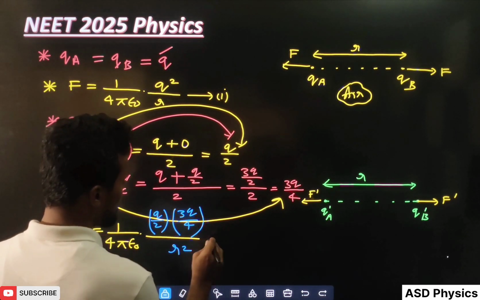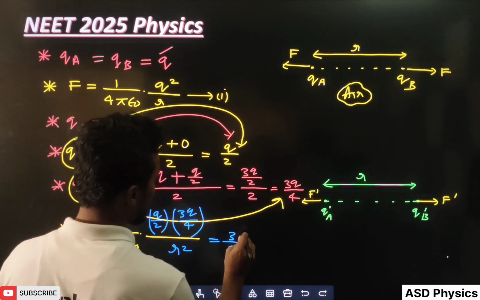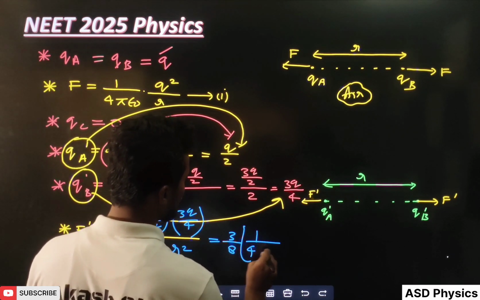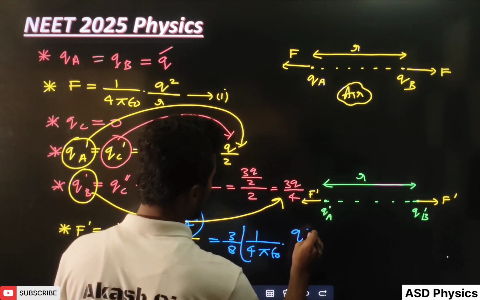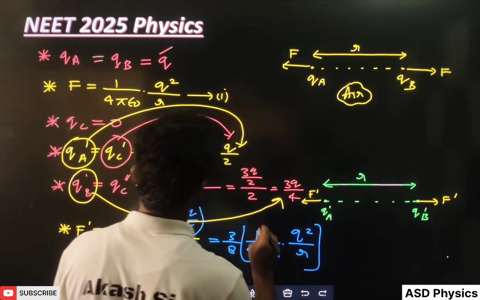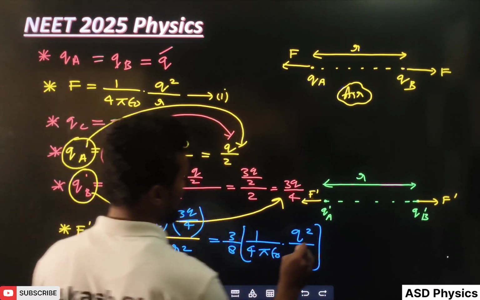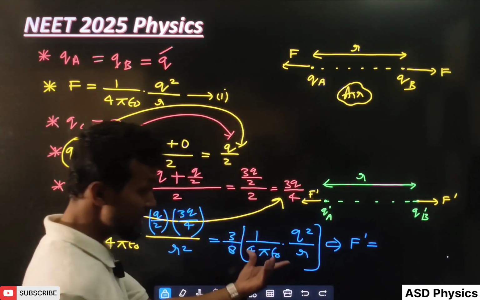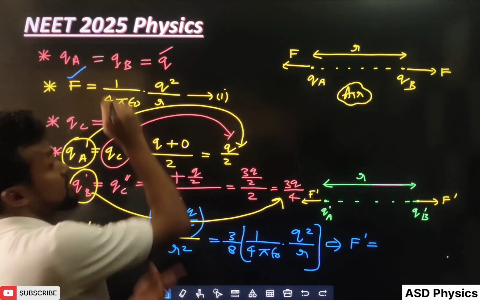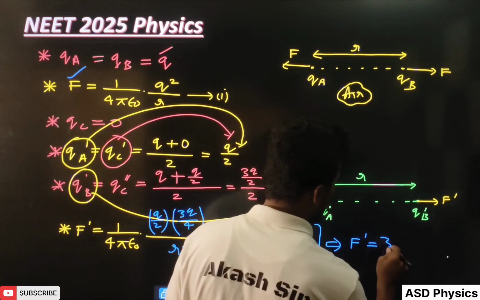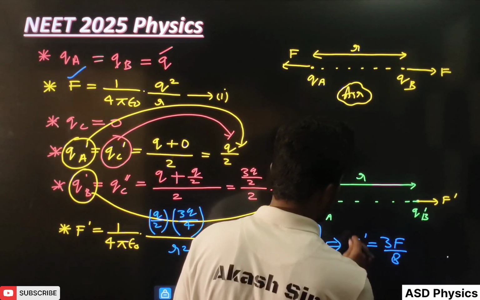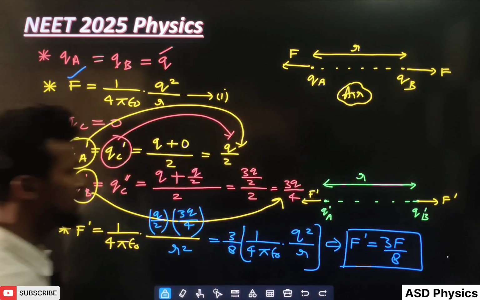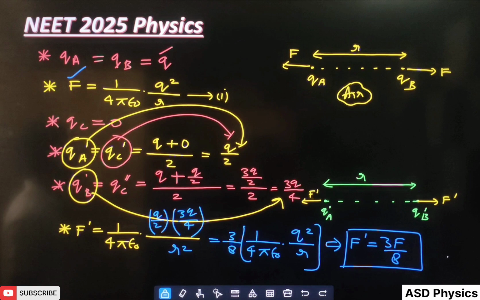Now after that you can see very well, it will become 3 by 8 into 1 by 4 pi epsilon naught into q square by r square. And you know very well from equation 1 I can write F dash is equal to 3 by 8 of this, and this is the F. So F dash will become 3F by 8, is it? So kindly see very well how we have done this.